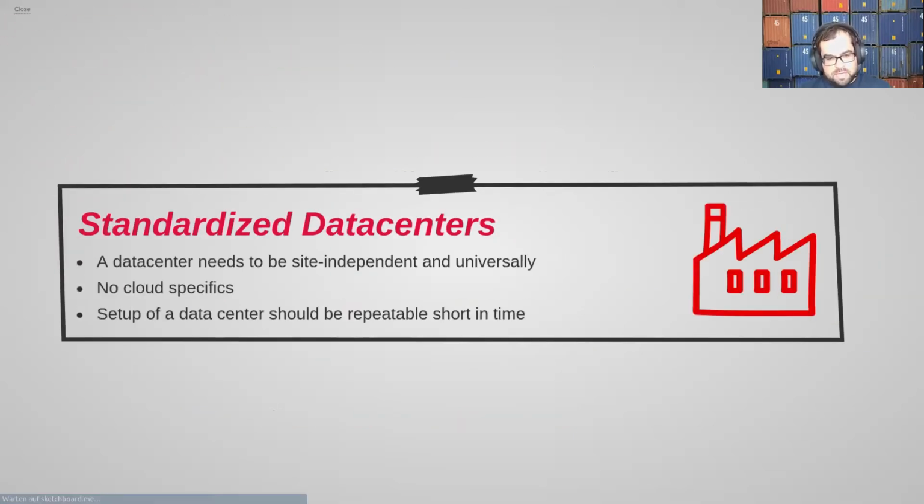So the standardized data center approach is really unique, and this means site independence. That means every site, no matter whether in the cloud or on-premise, should look the same. We don't want anything cloud-specific. We want to reach, for example, S3 or the pipeline or something else in a similar way on premise, on the edge, and in the cloud.